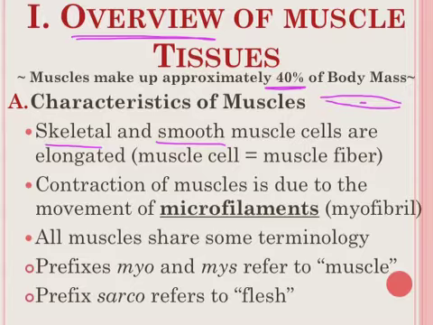Your contraction of muscles is due to the movement of microfilaments, and those microfilaments are made of myofibrils. Those microfilaments are what actually cause your muscles to contract as your nerves or your brain send impulses and those neurons fire. Those microfilaments are the ones that are actually moving.